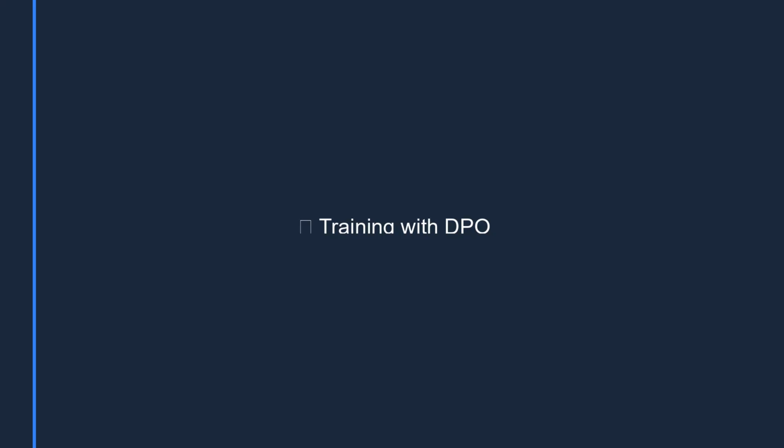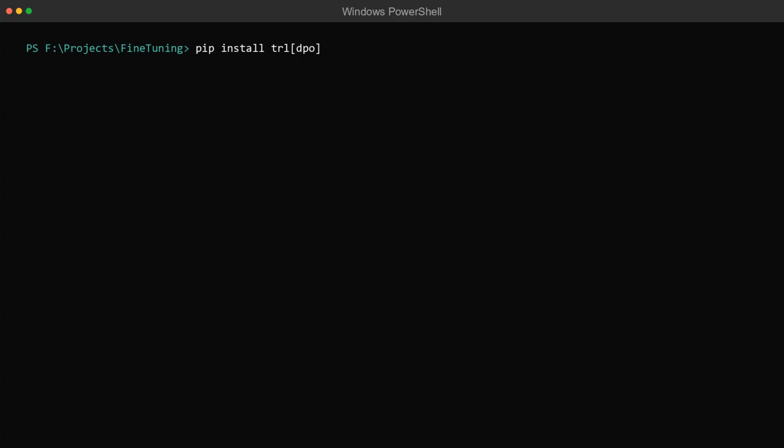Training with DPO. Before writing any training code, you need one additional library. Run this in your terminal to install TRL with its DPO dependencies included. The extras flag ensures you get the DPO trainer class and all its supporting components. Without it, the import will fail later. The installation takes about a minute, and you'll see pip resolving and downloading a handful of packages. Once it completes without errors, you're ready to wire up the trainer.